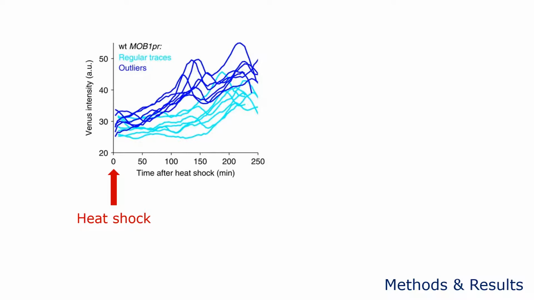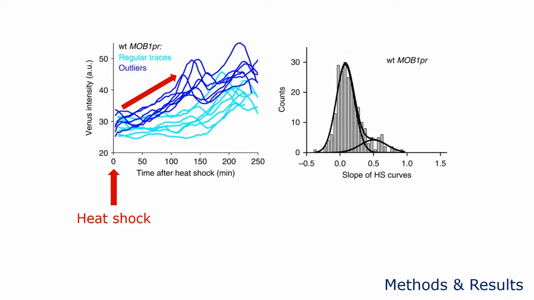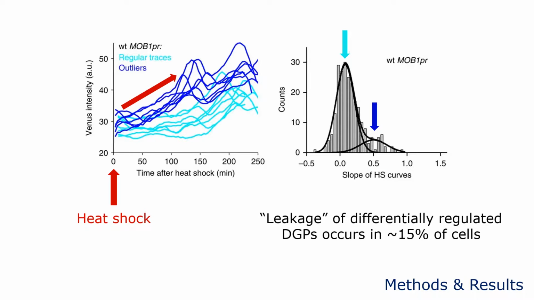However, there are some outliers, shown here in dark blue traces. These cells show a significant increase in Venus brightness during the first 2 hours. The authors plot the slope of increase in Venus brightness in this histogram, which shows that although most cells do not express Venus in the first 2 hours after heat shock, a small fraction of cells do. This leads the authors to suggest that a leakage between differentially regulated DGPs occurs in about 15% of cells.